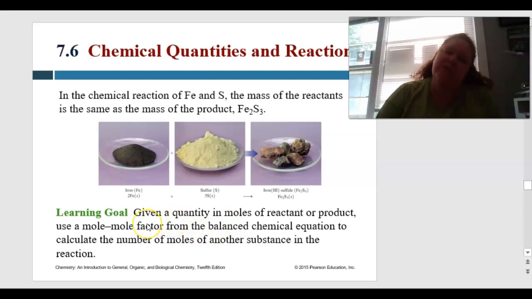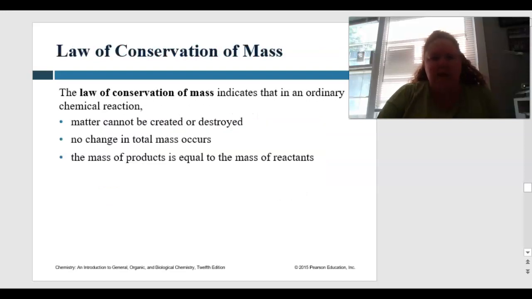So what we're going to do for this video is learn how to work with, given a quantity of moles in a reactant or a product, we're going to use a mole-to-mole factor from the balanced chemical equation to calculate the number of moles in another substance in the reaction. That's a mouthful. All right, so what did I just say?